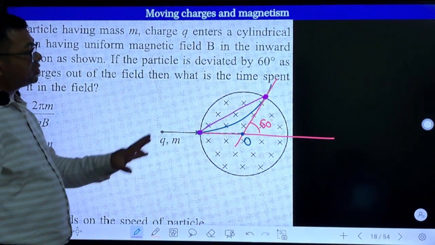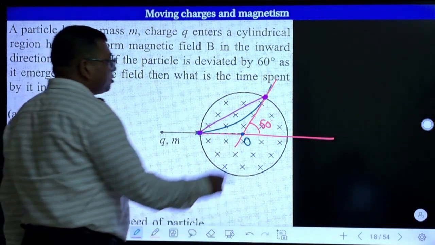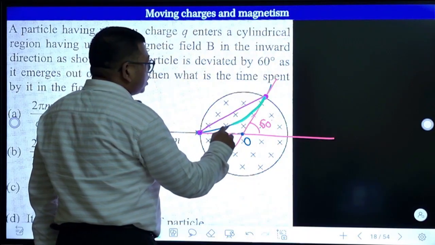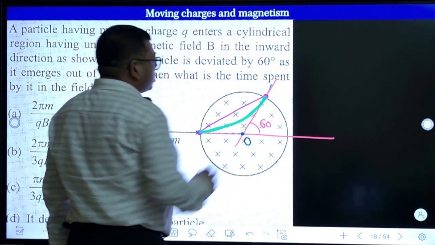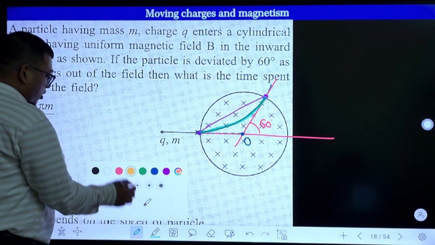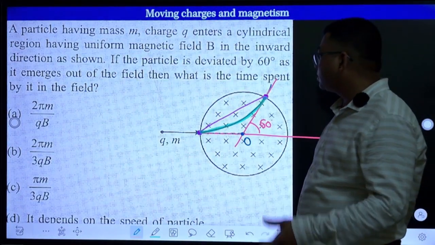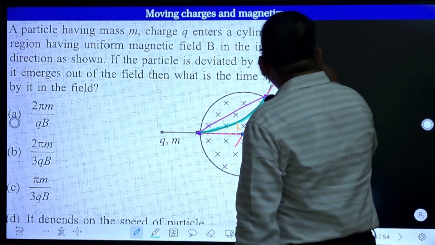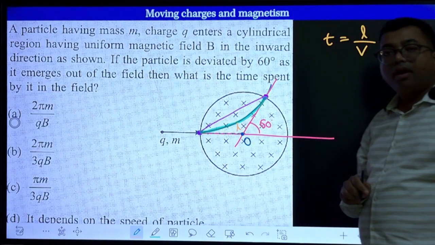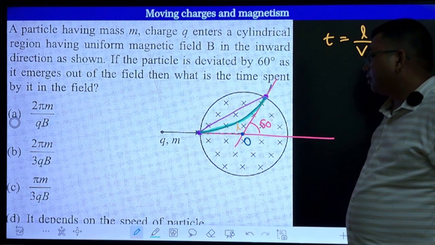That is the first thing. And if this is the deviation, then how can we calculate the time spent? That means the length of the arc. Because speed is the same, if you can calculate the length of this arc, then we can figure out how much will be the time, because time is equal to distance by speed. Suppose this arc length is L, so time is equal to distance by speed. So how will you calculate the arc length? That is the main thing here.